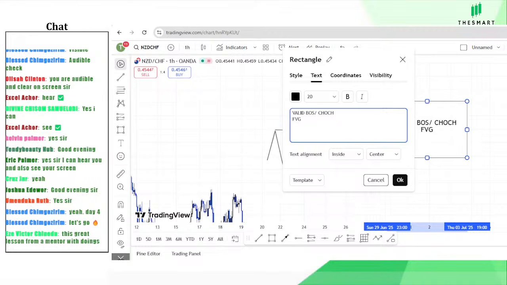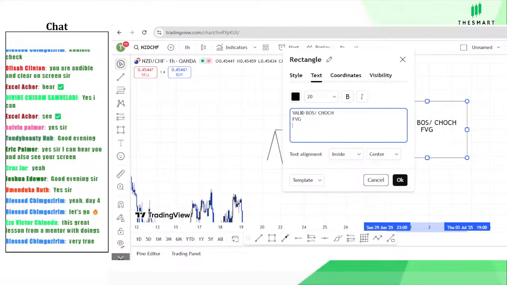So I said the first one, we want to see a valid break of structure or change of character. The second one is a fair value gap. There should be presence of a fair value gap. The third on our list will be momentum in the market, or you call it an impulsive move, followed by inducement, or liquidity. So liquidity or inducement.